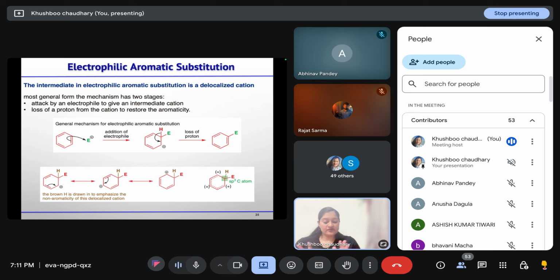Now, in all of the electrophilic aromatic substitution reactions, your intermediate is a delocalized cation. The general mechanism is that first the benzene will attack the electrophile to form this intermediate cation, and then after the loss of a proton, aromaticity will be regained. So this way we can show that benzene will attack the electrophile, and after the addition of the electrophile, this intermediate cation will form. And after the loss of a proton, you will get substituted benzene.